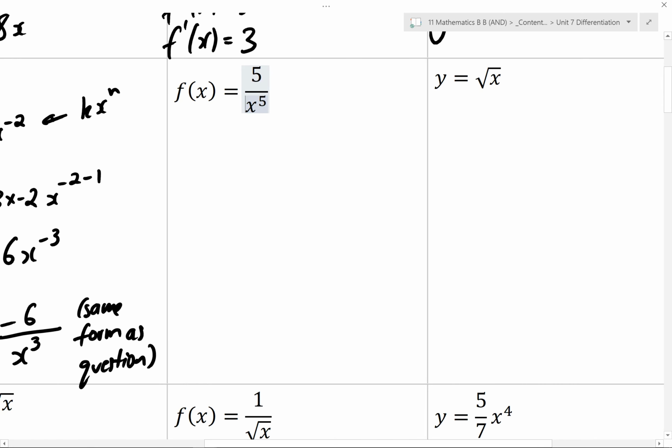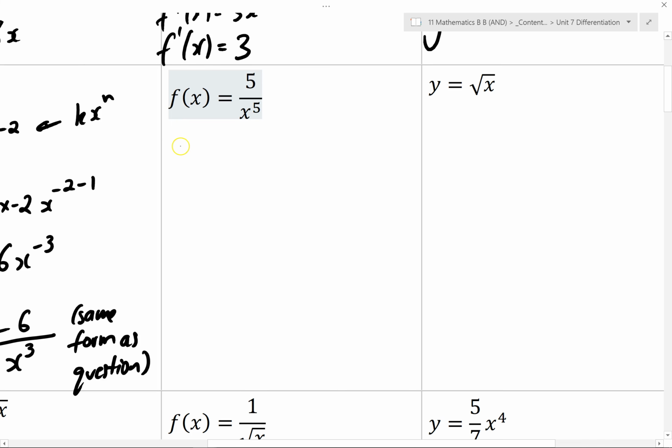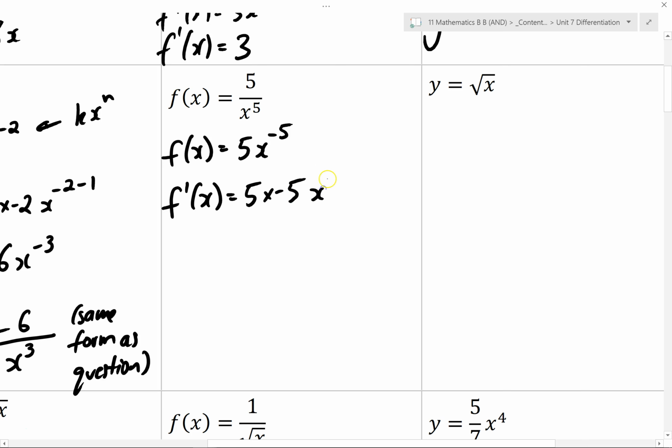Okay, let's have a go at this on yourself if you haven't already. But it's the same sort of idea, just different notation. My function is going to be 5x to the power minus 5, bringing that x to the power 5 up top of the fraction line. And now I can differentiate it using my standard differentiation rules. Multiply the coefficient and the power, and reduce the power by 1. And then I want my answer to be in the same form as my question.